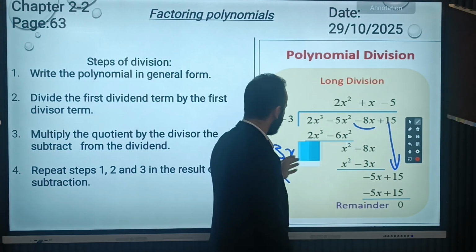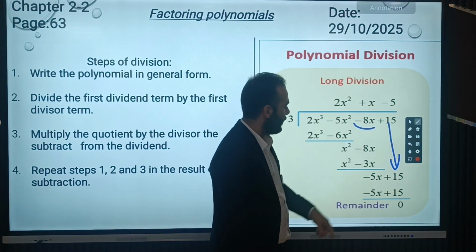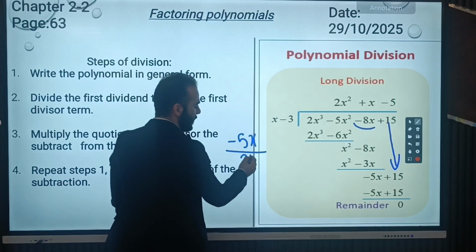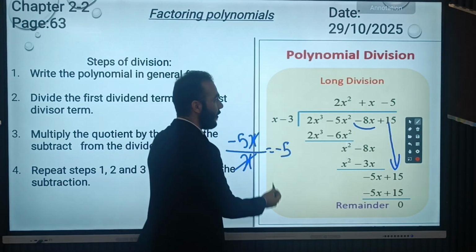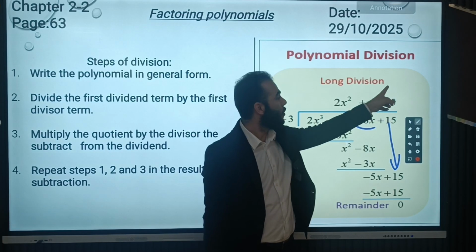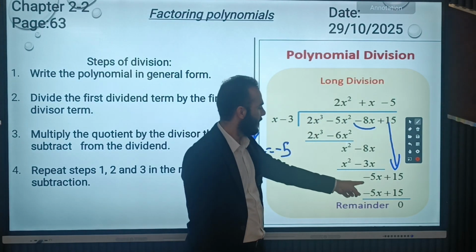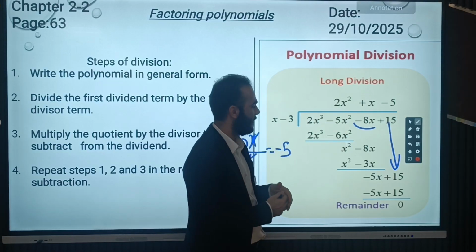So right now, repeat the steps. The first term of the dividend, which is negative 5x, divided by x, the first term of the divisor. So x will cancel x, only negative 5 will remain. So negative 5 times the divisor. Negative 5 times x, negative 5x, negative 5 times negative 3, positive 15.